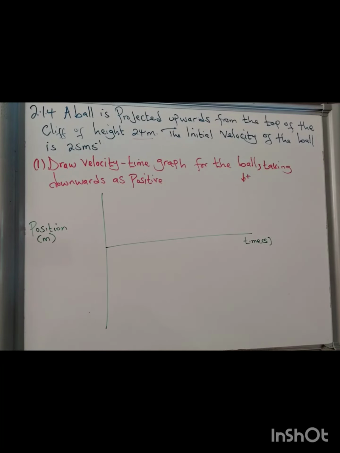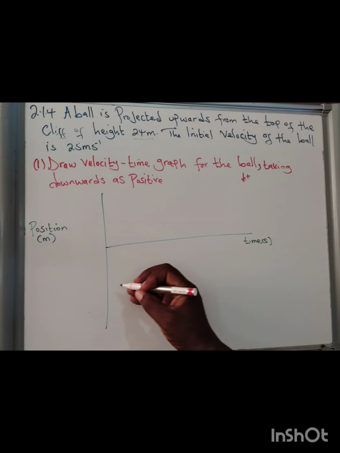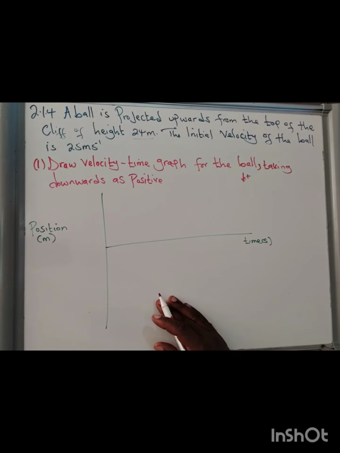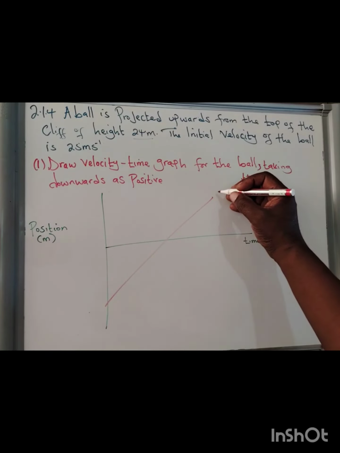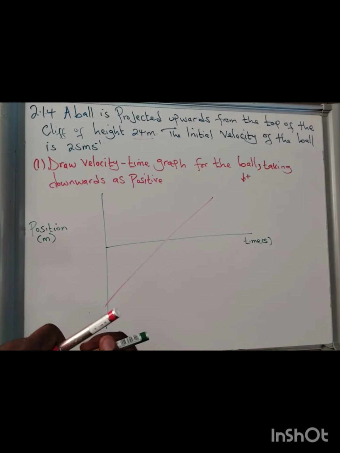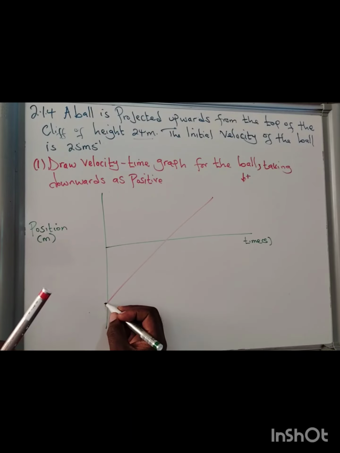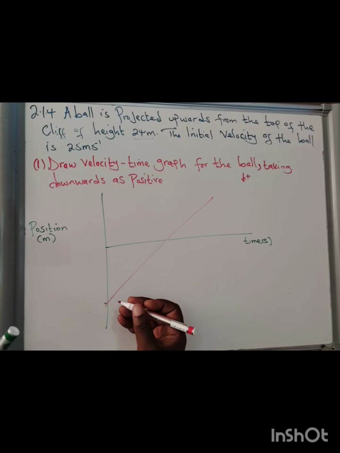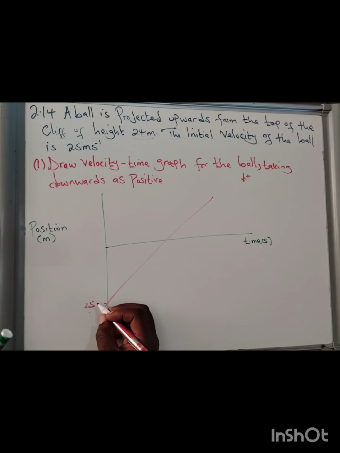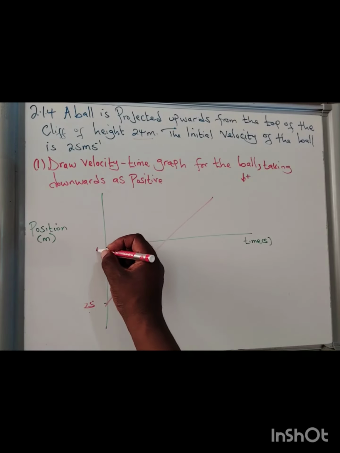So our ball was projected upwards. We have to remember that. But downward is positive. What does that mean? That upward is negative. That means that our initial velocity is going to be negative because it's going upwards. Actually, our sketch is going to be like that. Okay. What do we have here? We have the velocity at which the ball was projected, and it is 25. We have to remember that what we have here is 0.